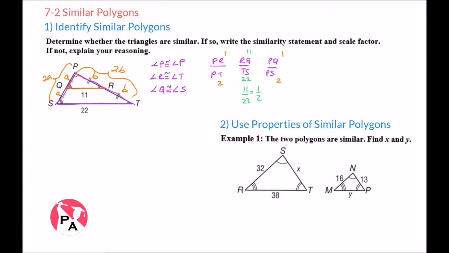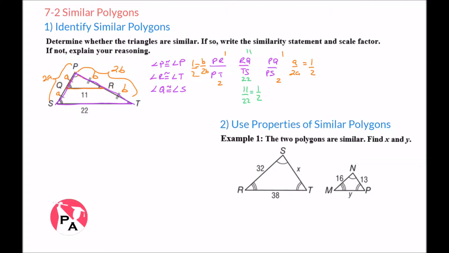Now let's look at the ratio. Let's look at PR, it is B, and PT is the whole thing. B over 2B is equal to 1 over 2. And same thing applies for this ratio. PQ is A, PS is 2A. A divided by 2A is 1 over 2. This one is 1 over 2 as well. So as you see, the sides have the same scale factor, which is 1 over 2.